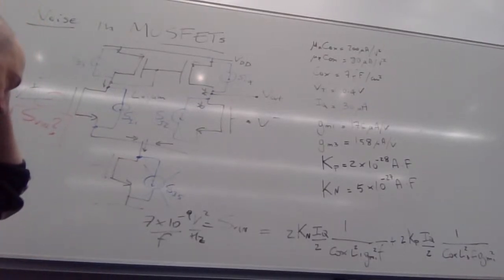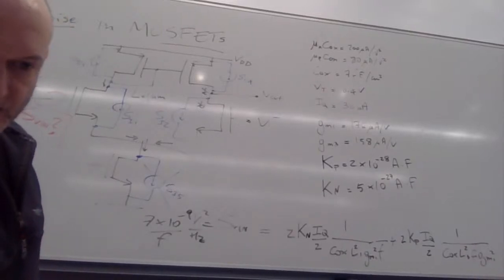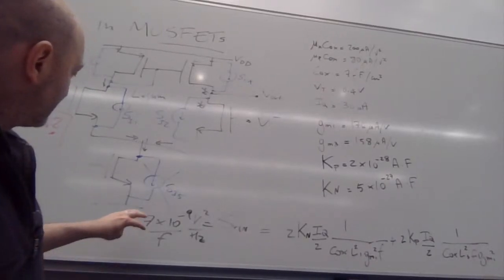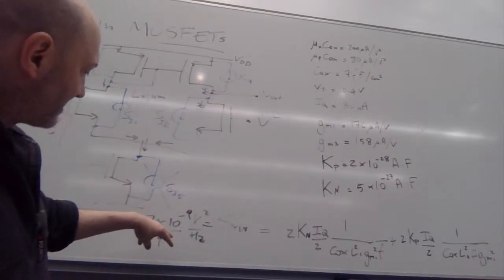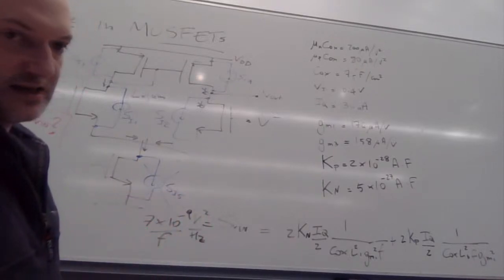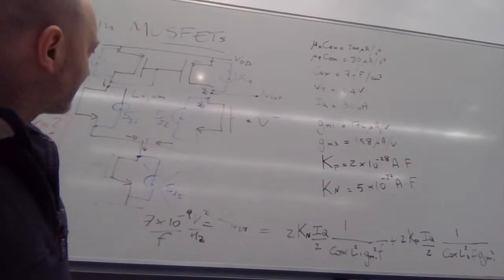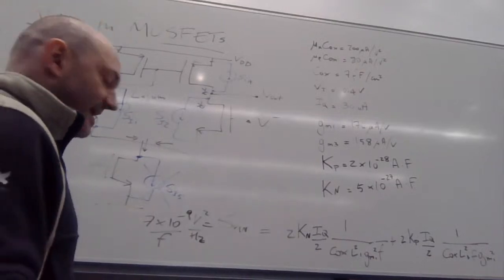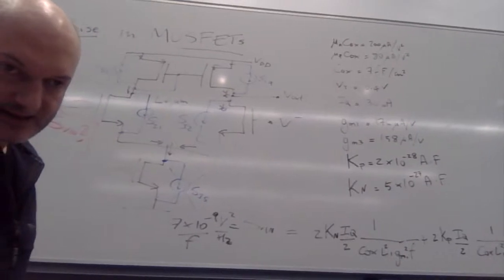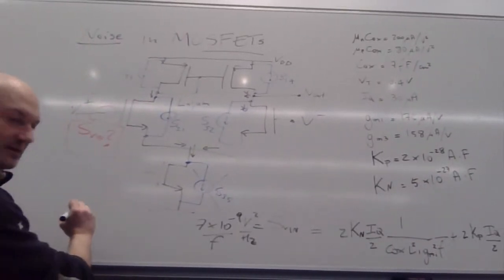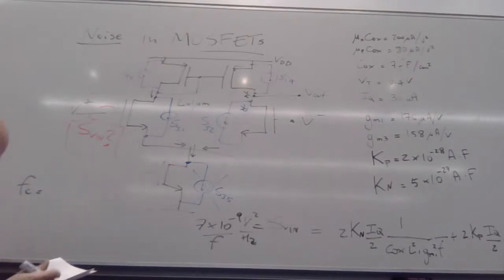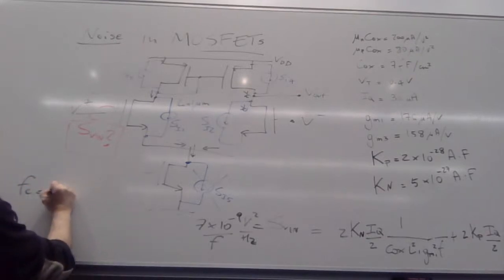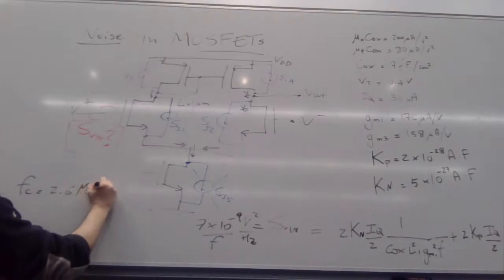Now, if you want to find the corner frequency, what we do is put the flicker noise power spectral density equal to the thermal noise spectral density, and what we get, if you do that, again you find the details, is a corner frequency equal to 2.6 megahertz.